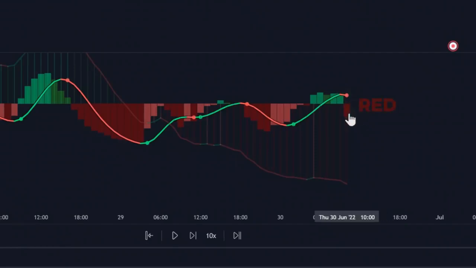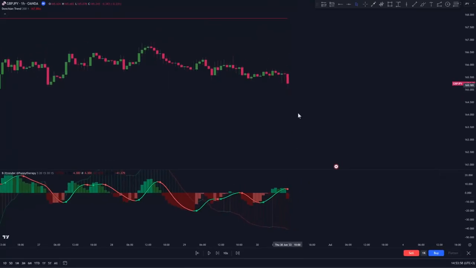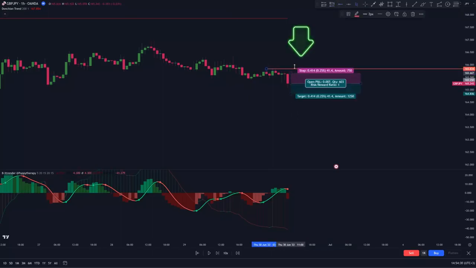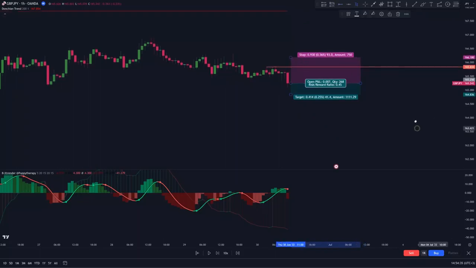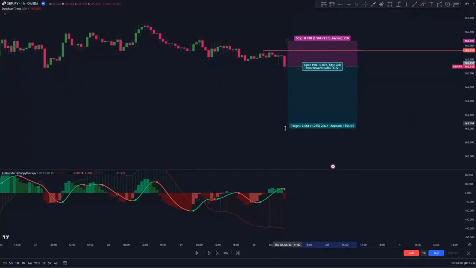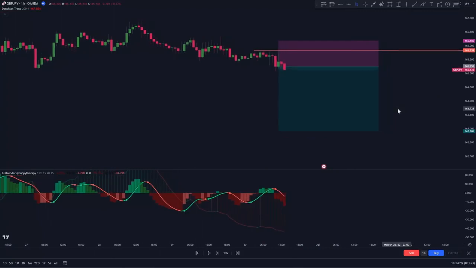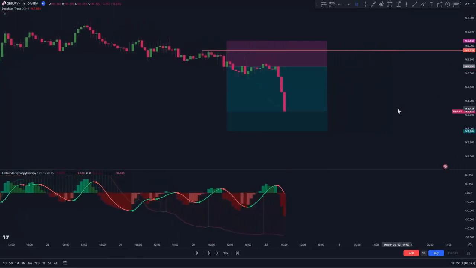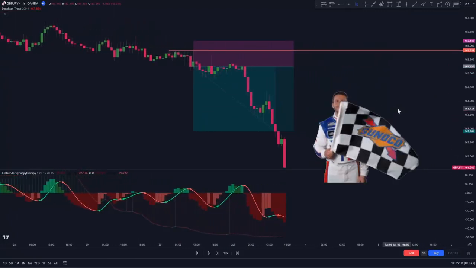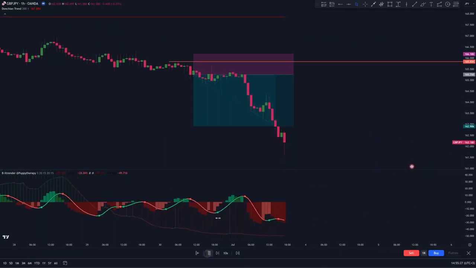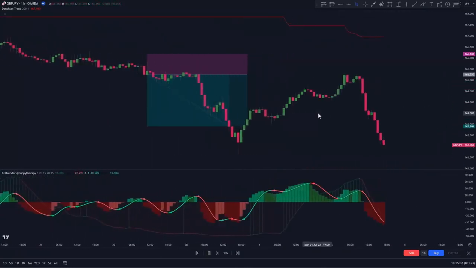Next, at the time this red dot is printed, the BX trender oscillator histogram should be colored red. This indicates the presence of enough bearish momentum in the market to push the price all the way to take profit. All our entry conditions are met on this candle, so we're gonna enter a short trade here. The stop loss is gonna be set above the most recent swing high, and for the take profit, we're gonna set it at 2.5 times the risk. We let this trade run and take profit.